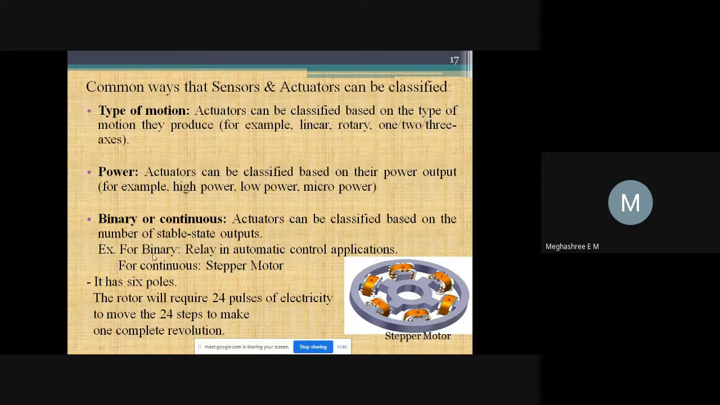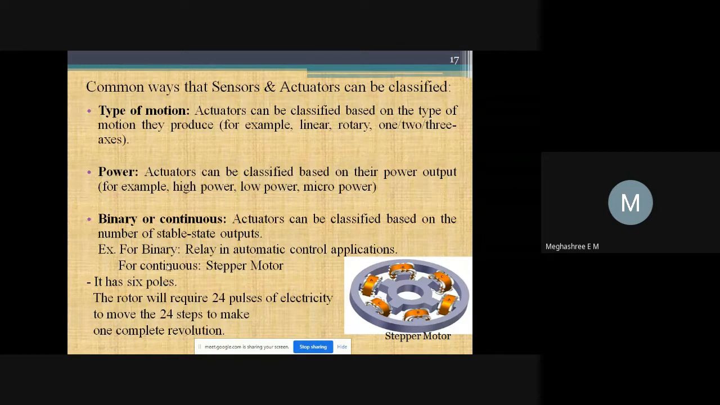Example for such type is relay in the automatic control application. So this is a stepper motor which has 6 poles. This rotor will require 24 pulses of electricity to move 24 steps to make one complete revolution. This is an additional example I've considered.